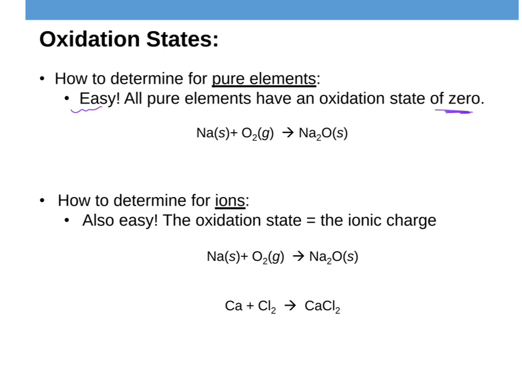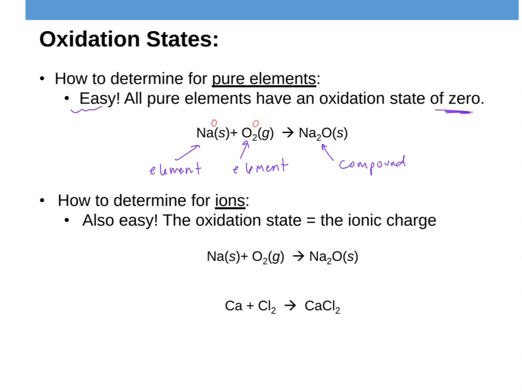So if I look at an equation, here's sodium, that's an element. Here's oxygen, that's an element, right? It's just by itself, only one type. Here I have sodium oxide, though, that's a compound. So using what we just said, oxidation state is 0, that means I get to put a 0 for the sodium and a 0 for the oxygen.